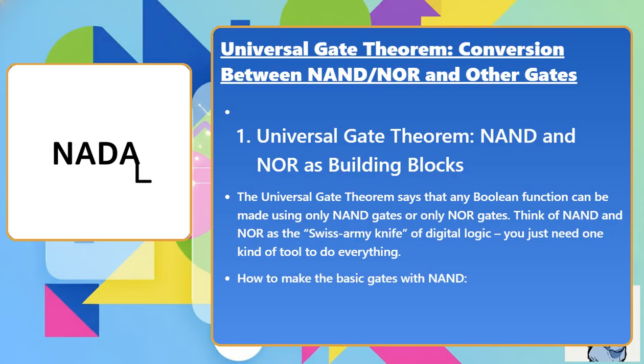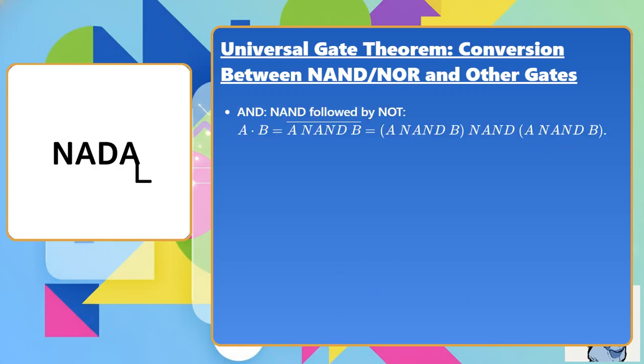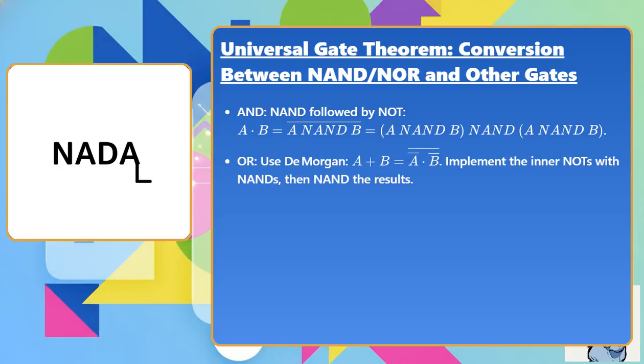How to make the basic gates with NAND. NOT: connect both inputs of a NAND together: A bar equals A NAND A. AND: NAND followed by NOT: A dot B equals (A NAND B) bar equals (A NAND B) NAND (A NAND B). OR: use De Morgan: A plus B equals the complement of the product of A complement and B complement. Implement the inner NOTs with NANDs, then NAND the results.